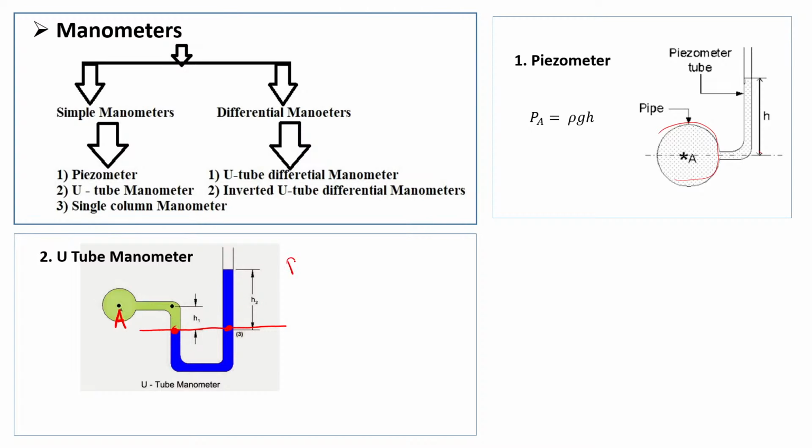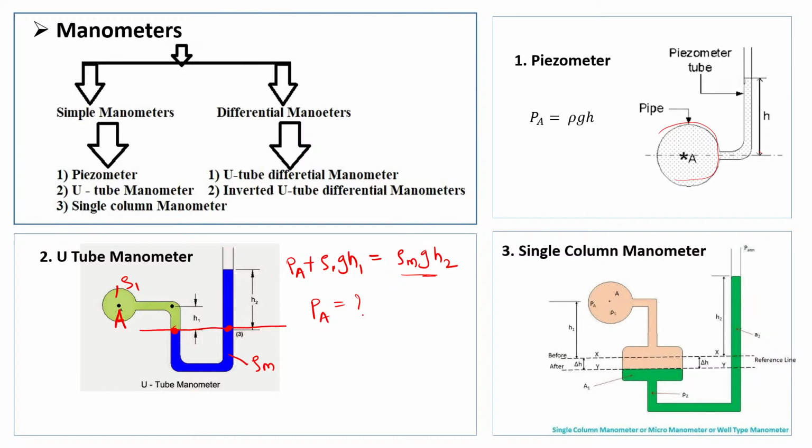Now we can find out pressure at this point by using the hydrostatic law. So we can say that it is Pa plus, let us consider density of this fluid is rho 1 and density of this fluid is rho m. So Pa plus rho 1 g h1. This is the pressure in the left limb up to this point, and that is also equal to rho m g h2. This is the pressure in the right limb up to this point. So by using this, we can find out pressure at point A or pressure inside the pipe. Likewise, single column manometer is also there. In case of single column manometer, by measuring this height only, we can find out the pressure.